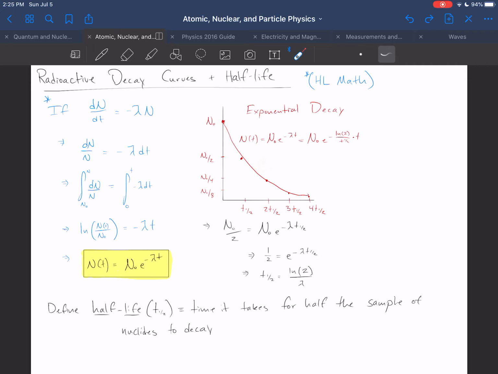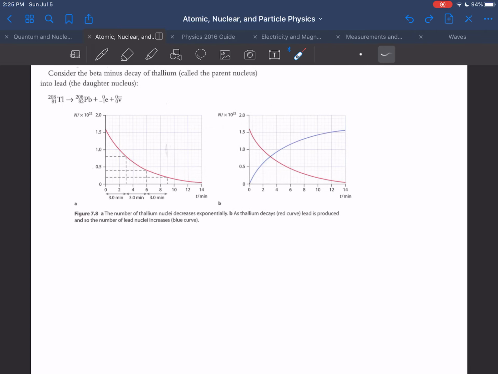HL physics, you should be comfortable both with the definition of half-life and the fundamental equation governing exponential decay, and we will discuss that more in a later video. Notice here that the second graph is simply showing that the number of lead particles from the thallium beta decay is increasing at exactly the same rate that the number of thallium is decreasing. Why? Because every time one of these red particles undergoes a decay, you get a blue particle. Every time a thallium undergoes decay, you get lead.